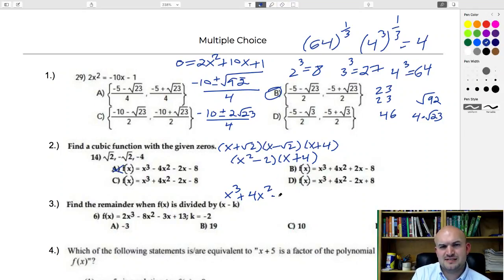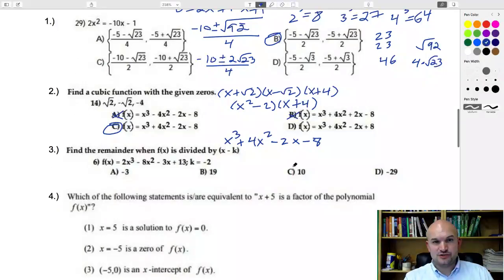Negative 2 times x is a negative 2x. That one doesn't work. And negative 2 times 4 is a negative 8. So you can see here the last one standing is C. Oh, I guess I could have divided those out. Either way. Number 3 says find the remainder when f of x is divided by x minus k.